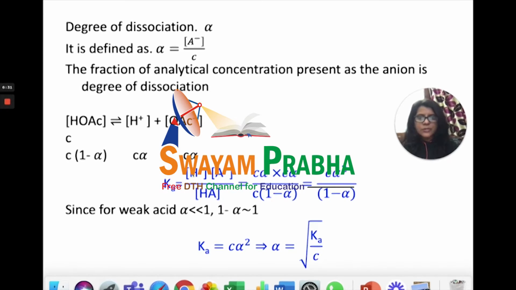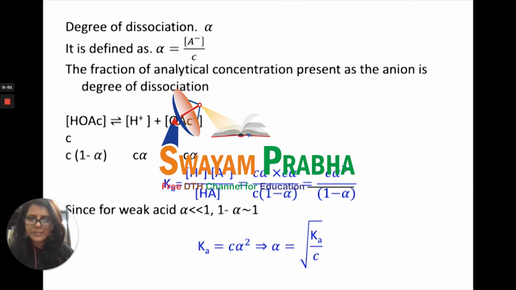Then you substitute these values, Cα into Cα for H+ and acetate, C into (1 minus α) for the acetic acid. So you get Cα² upon (1 minus α). Now if it is a weak acid, then the degree of dissociation is going to be very, very less because Ka is also low. So Ka is low, α is going to be very, very low. Therefore, you can treat 1 minus α in the denominator as 1. You can neglect α. Then your expression becomes Ka is equal to Cα², and your α therefore becomes under root Ka upon C.